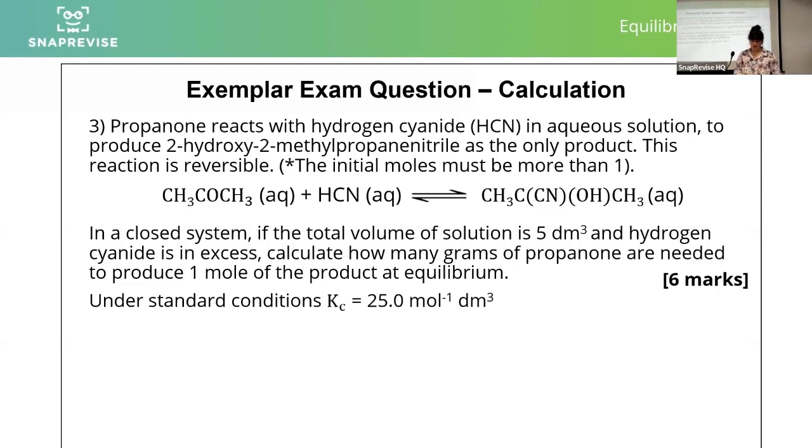We've also been told the initial moles must be more than 1. In a closed system, if the total volume of solution is 5 decimeters cubed and hydrogen cyanide is in excess, calculate how many grams of propanone are needed to produce 1 mole of the product at equilibrium. Under standard conditions, Kc is equal to 25 moles to the -1 dm cubed. There's a lot of information in there. So just take a second to work out what information they've given us. What's the context? What's the command word? What are they looking for? What direction have they given us?